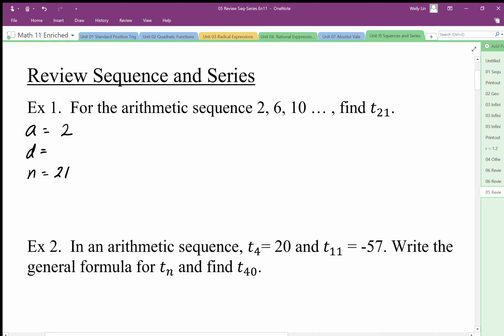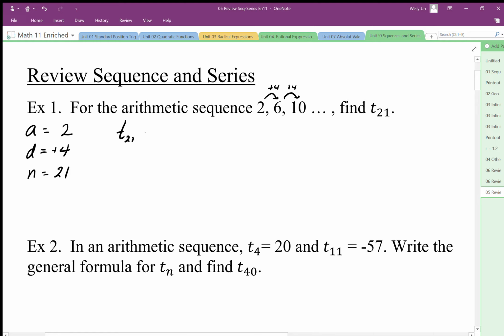Our A value, our starting point, is 2, and since it's arithmetic, we can just test the differences between terms and find the common difference as plus 4. So this is going to be plus 4, plus 4. We don't want to find the series, we just want to find the Tn.